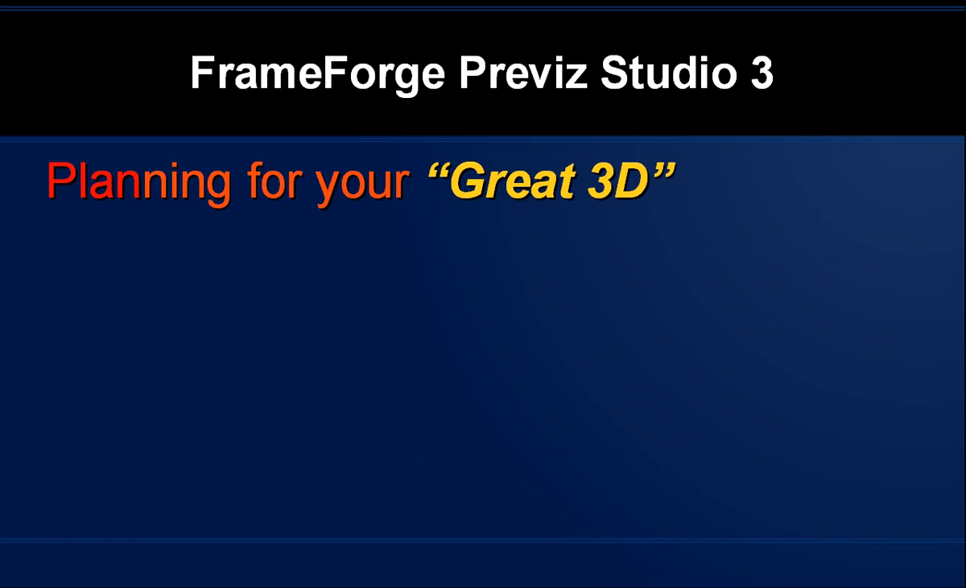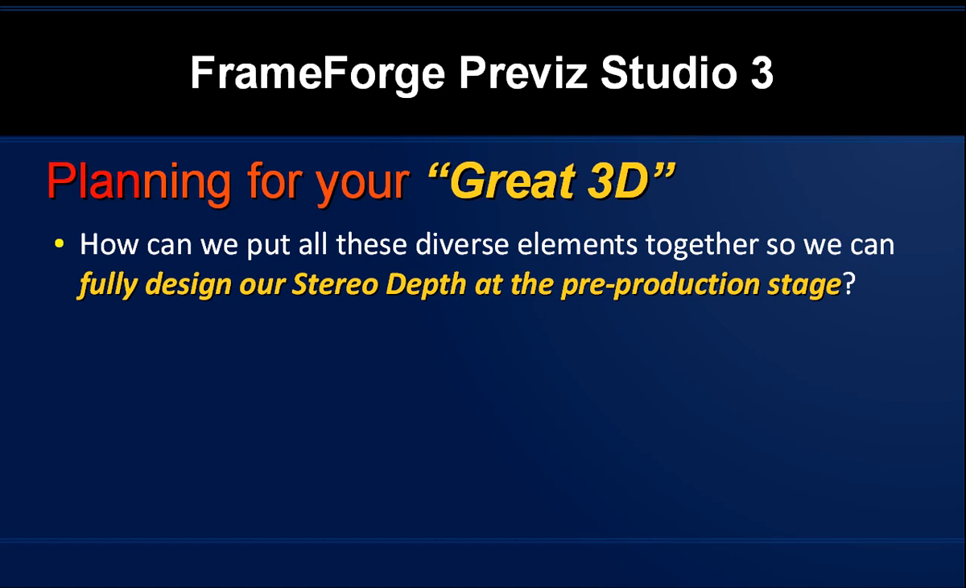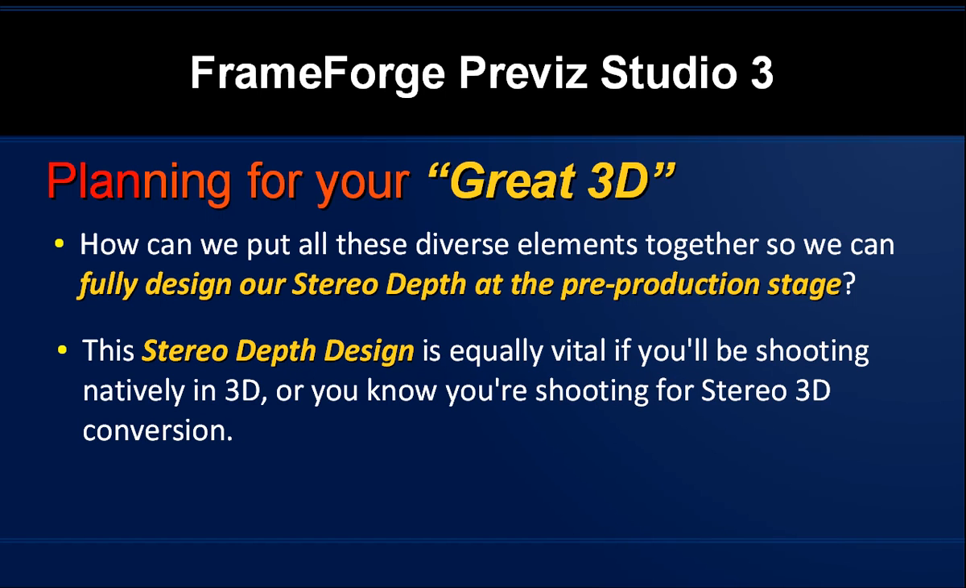Okay, so how do we plan to do this? Well, how can we put all of these elements together so we are designing our stereo depth at the pre-production stage, which is our goal? As I was saying, this depth design, even if you're planning for conversion, if you plan it into the design at the pre-production stage, your conversion will be orders of magnitude better. And of course, if you plan it and you're shooting for 3D, then not only will your shoot go smoother because you will have solved a lot of problems before you get on set, but obviously the visual richness of the depth will be a lot better.